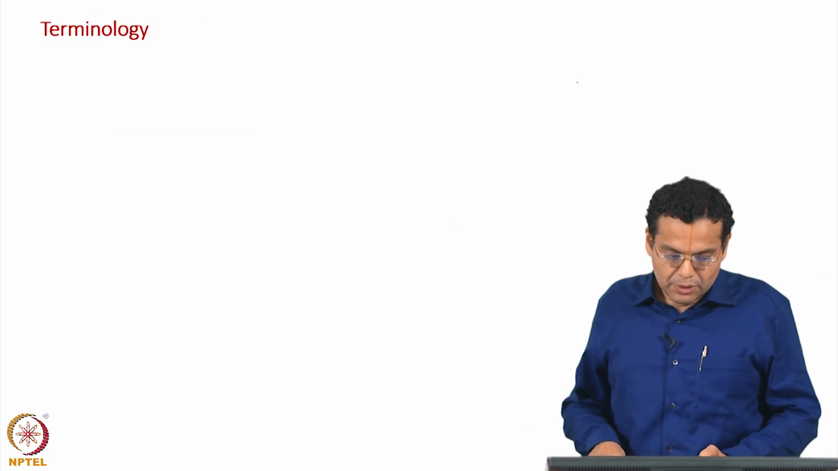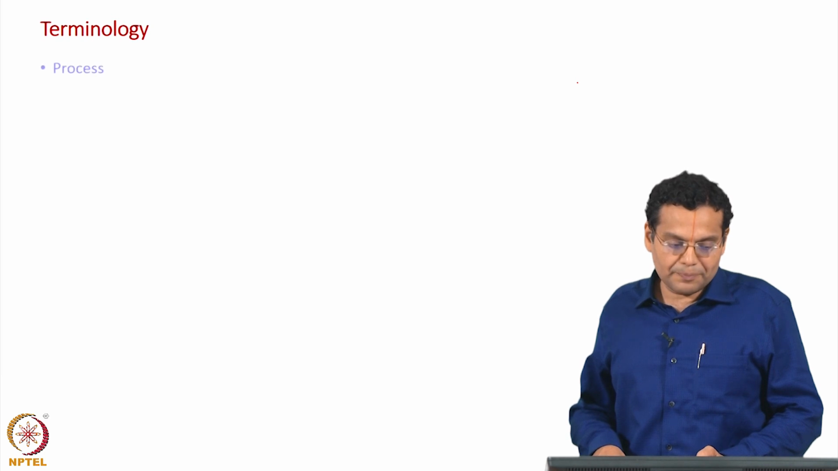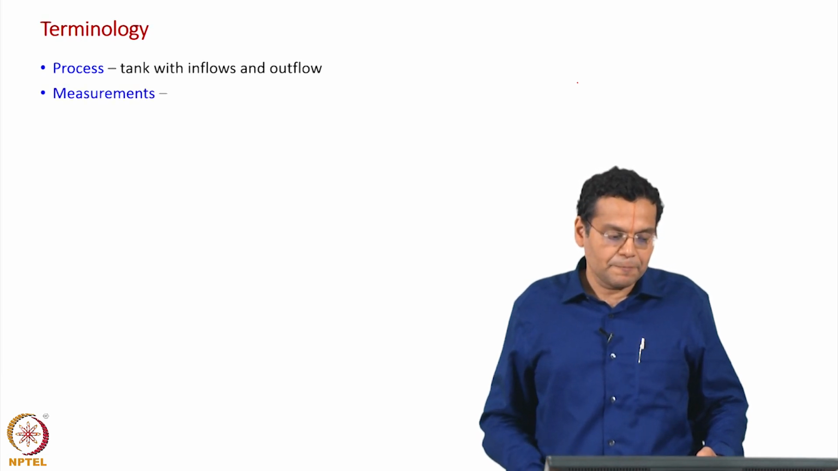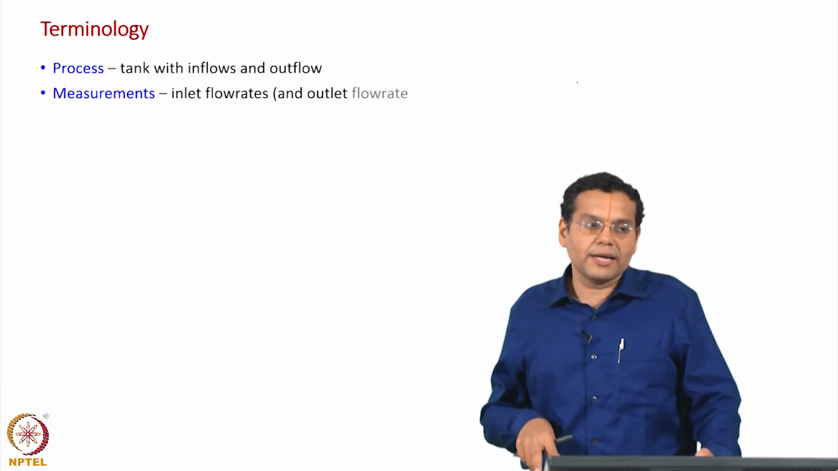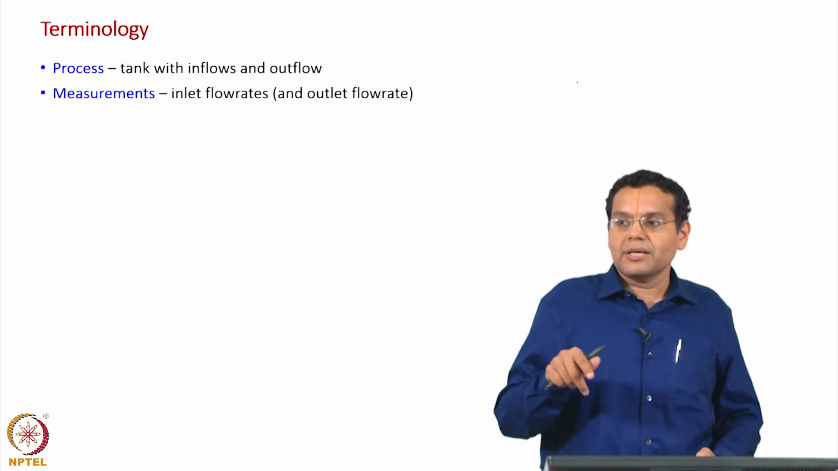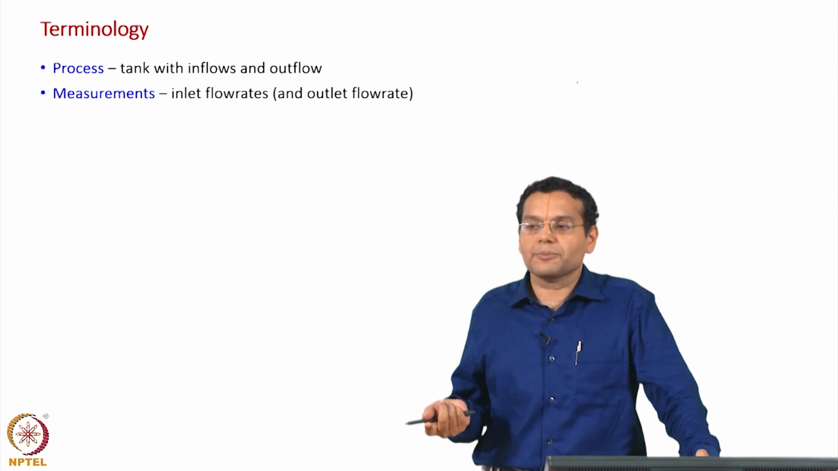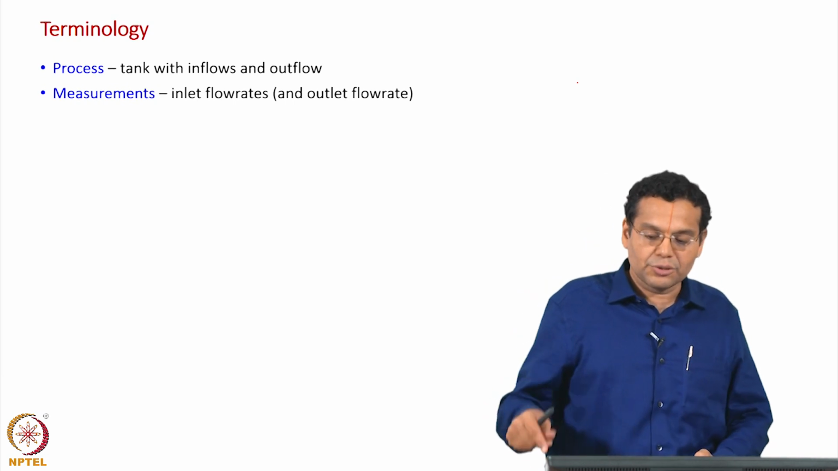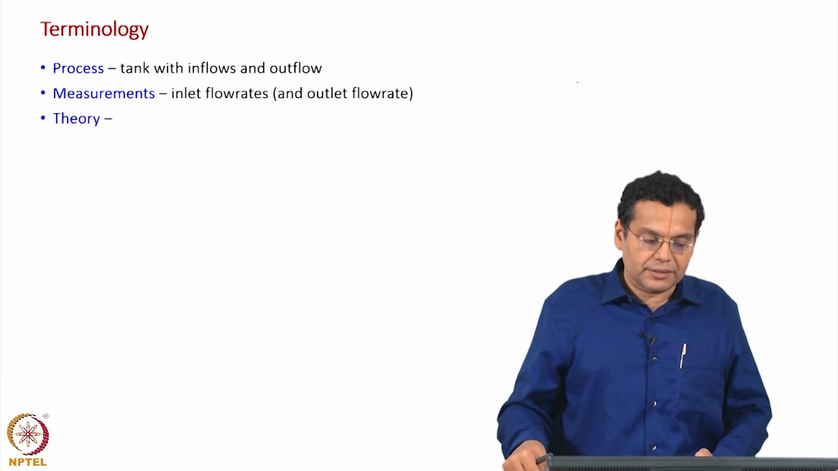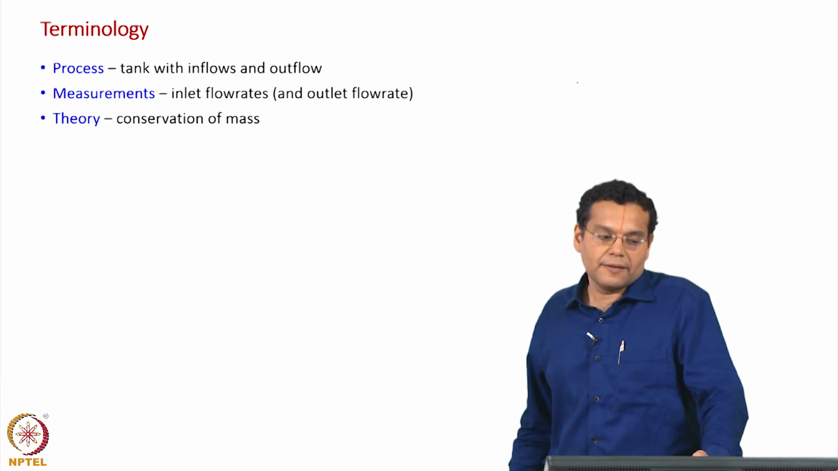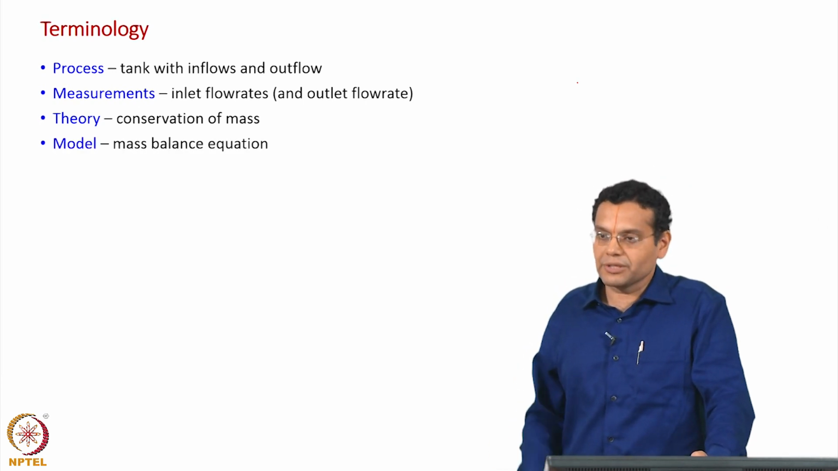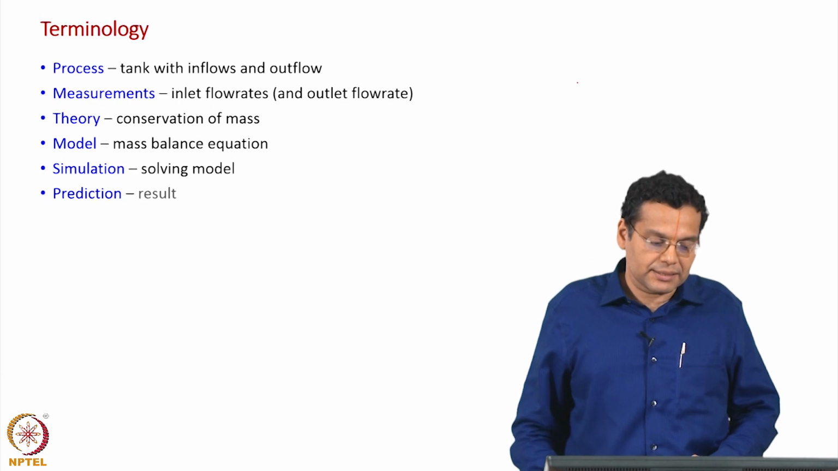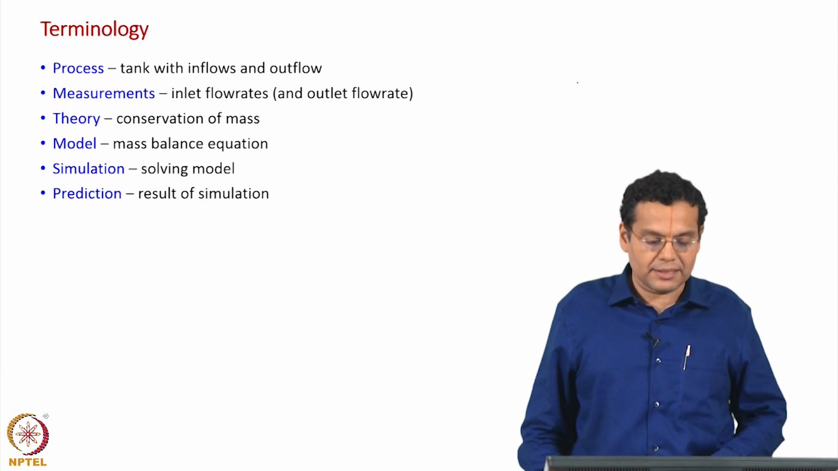Okay. Now, just look at some terminology which I have used. Process, in this case the tank with the inflows and outflows, that is our process. Okay. And the measurements: two inlet flow rates and the outlet flow rate also. If you want to experimentally analyze this process, you measure the outlet flow rate. Suppose you want to check your model, you once again measure the outlet flow rate. In both cases, you need to measure the outlet flow rate. Okay. And then the theory, in this case the conservation of mass, and then the model is the mass balance equation which I used. Okay. And then simulation is the solving of the model, and the prediction is the result of the simulation, in this case the outlet flow rate.